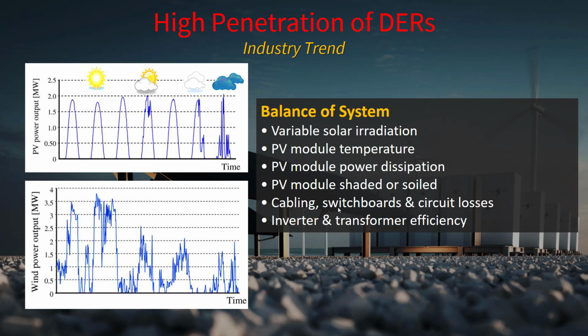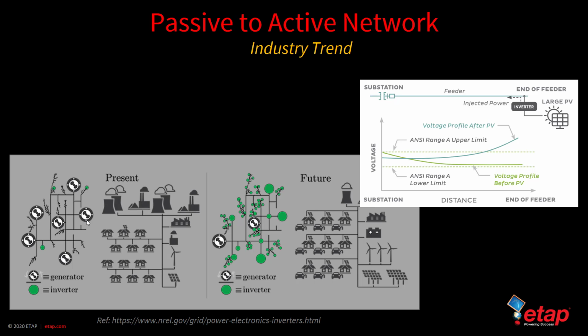So therefore the VVO algorithm should be able to take into account the variability of DERs such as solar and wind when it's factoring in the optimal set points for the capacitor banks, voltage regulators, and so on. So of course we will see our distribution grid switch over from a passive to a more active distribution grid with more distributed energy resources and inverters being available on the utility distribution circuit.